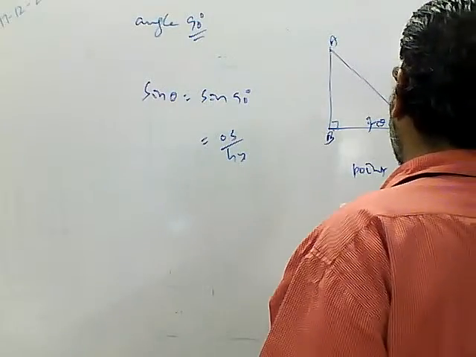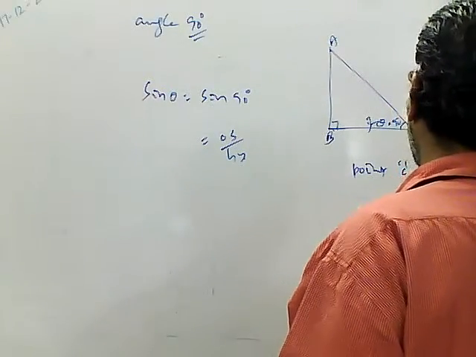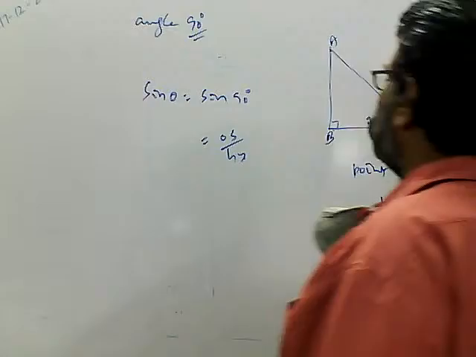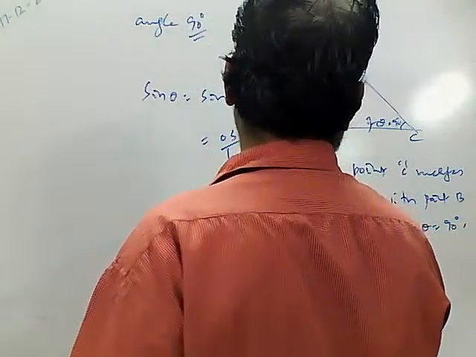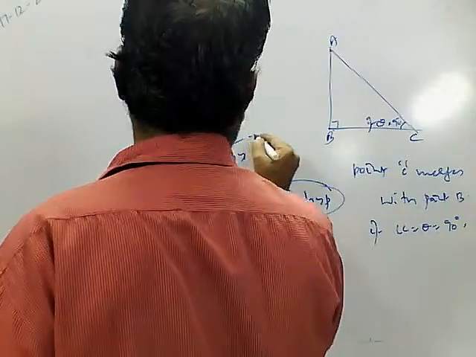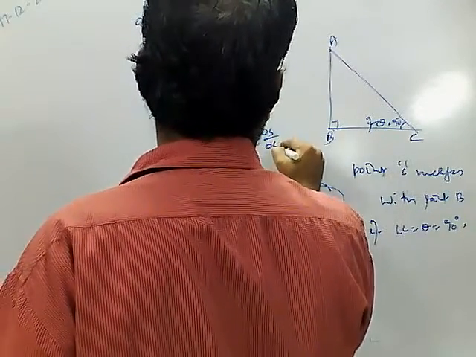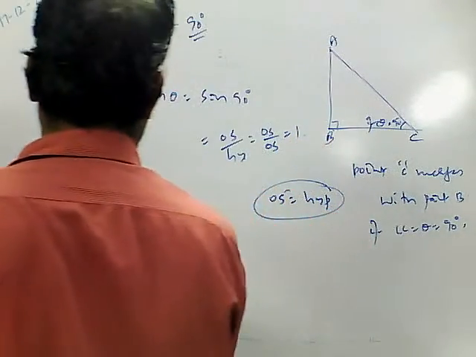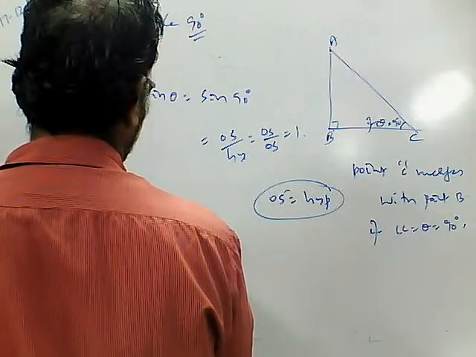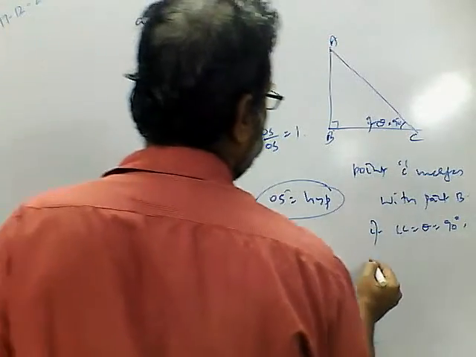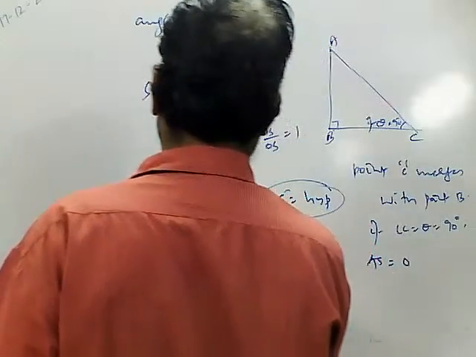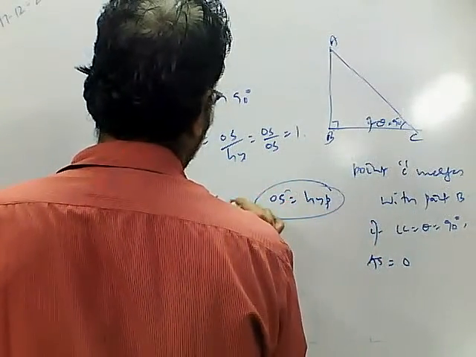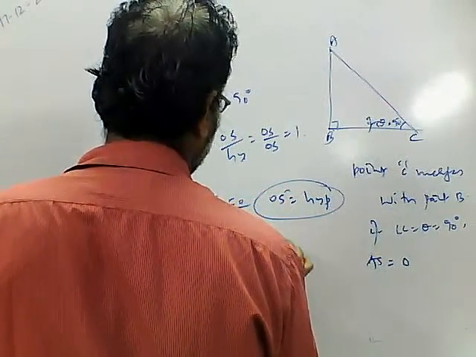If C is equal to theta is equal to 90 degrees, then the opposite side becomes the hypotenuse. Therefore sin theta is equal to opposite side by opposite side, which is equal to 1. Then cos theta, cos 90. The adjacent side automatically becomes 0 because these two are merging now. So adjacent side by hypotenuse, 0 by hypotenuse, is equal to 0.